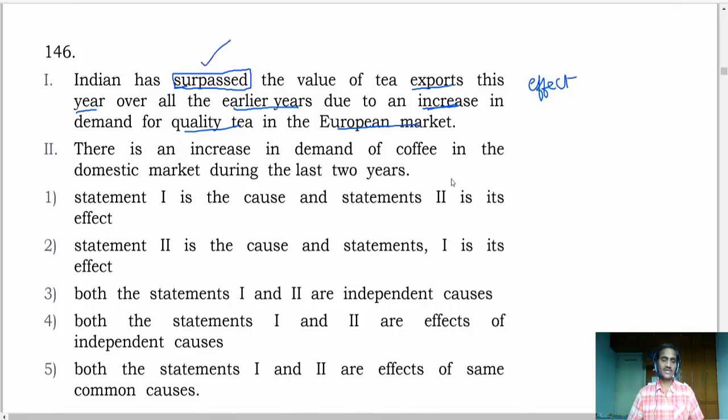Surpass the value of tea exports. The reason is also clearly given, because there is a greater demand from the European market. Then the second one: there is an increase in demand for coffee in the domestic market during the last 2 years.